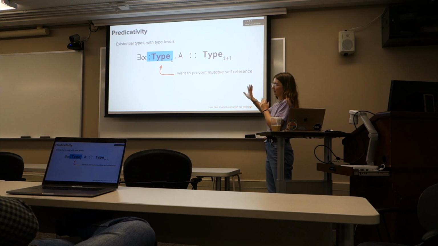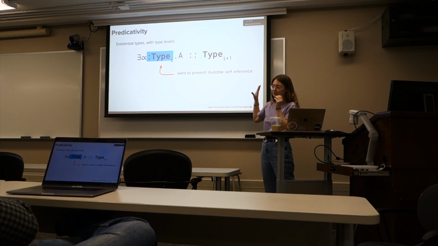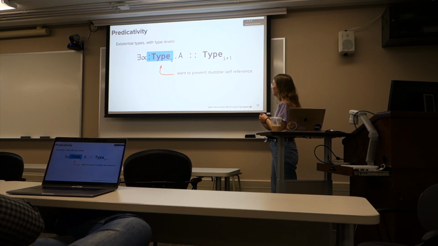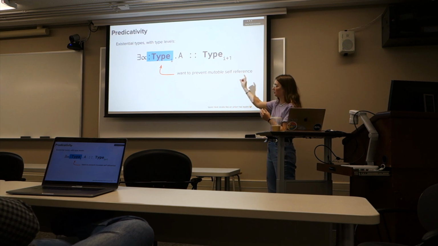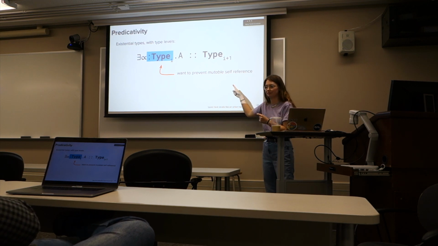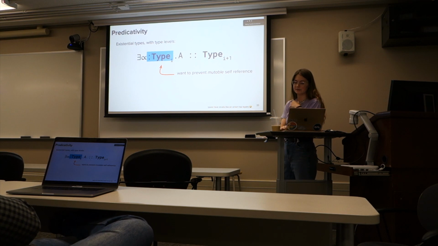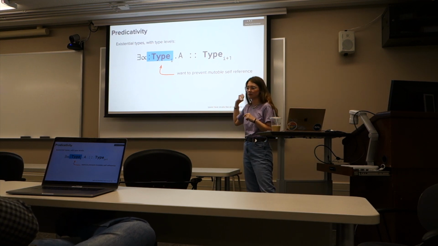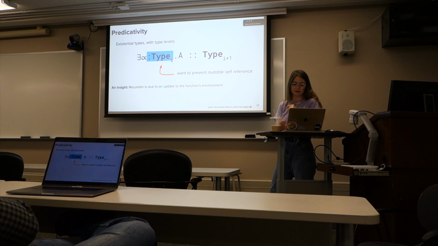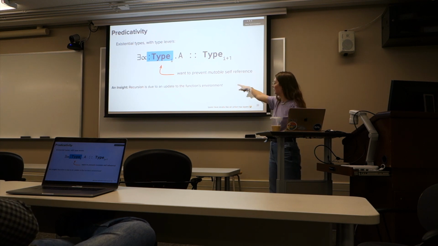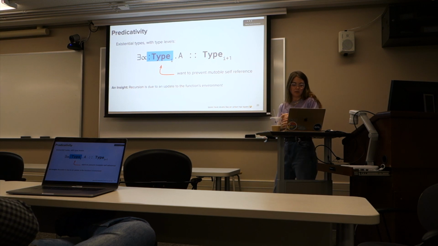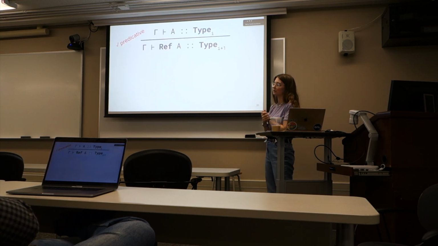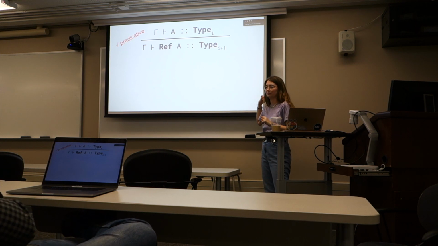And in particular, this leads me to my next point, which is that we don't want to prevent any kind of self-reference at all, because we can rule out fine terminating higher order functions. We want to prevent, in particular, mutable self-references. So instead of restricting our existentials, we actually restrict our references and make them predicative.